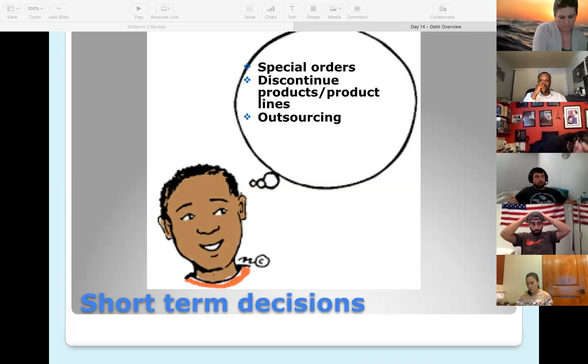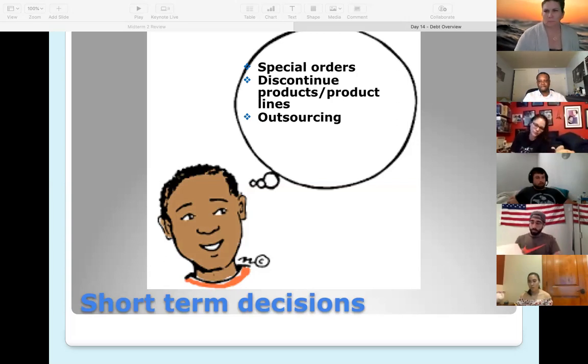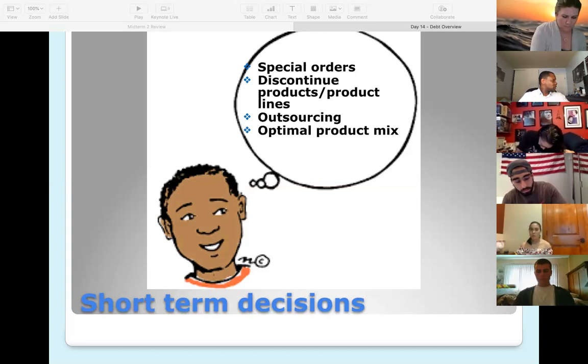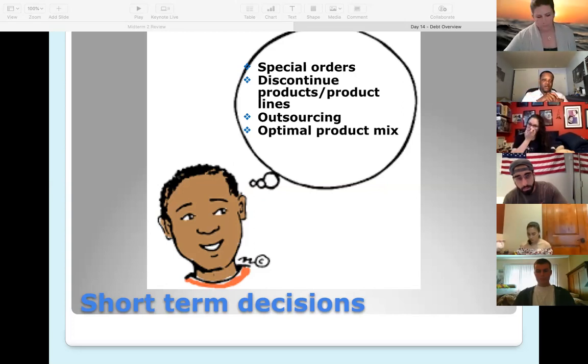Outsourcing: at what point does it make sense for them to pay someone else to do the work for them? And they're thinking about what their variable costs are, how much they'll save in their fixed costs. What's the optimal product mix? This is the example when we had to deal with constraints. The constraints could be, we can only manufacture so many products. We can only put so many products on the shelf or in our store. So how do we create the right product mix so that we're maximizing our profitability?